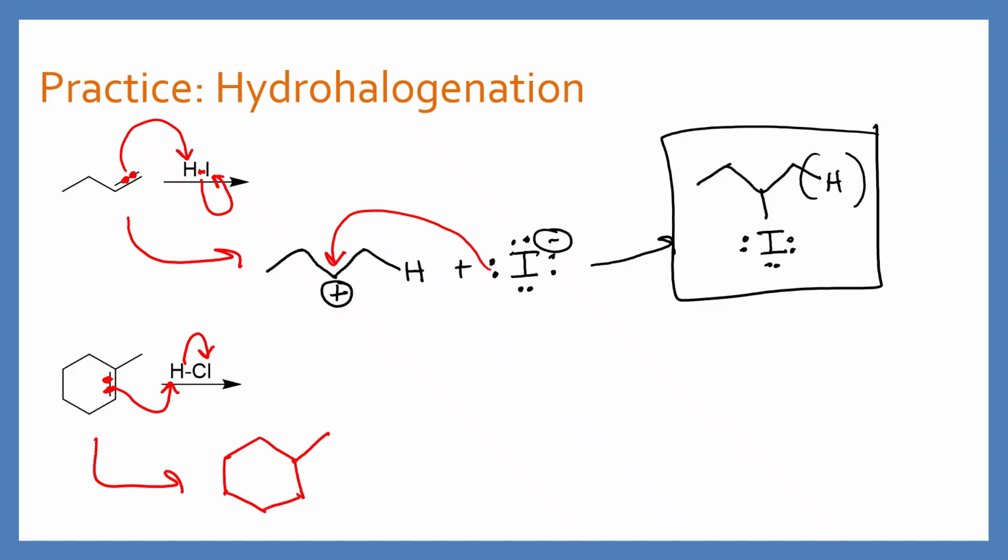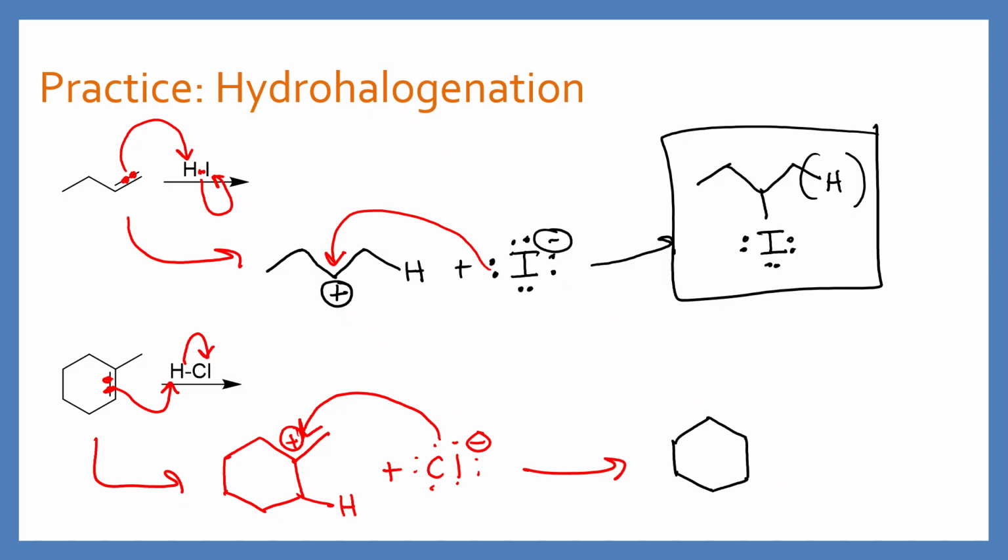Now the question is, where do I want to put my hydrogen? I have the choice of this top carbon or this bottom carbon. Remember, Markovnikov's rule tells us that we put the hydrogen on the least substituted carbon so that we end up with the most substituted carbocation. And then we also have chloride as the side product that we made, and that becomes our nucleophile, which attacks our carbocation and gives us our product.